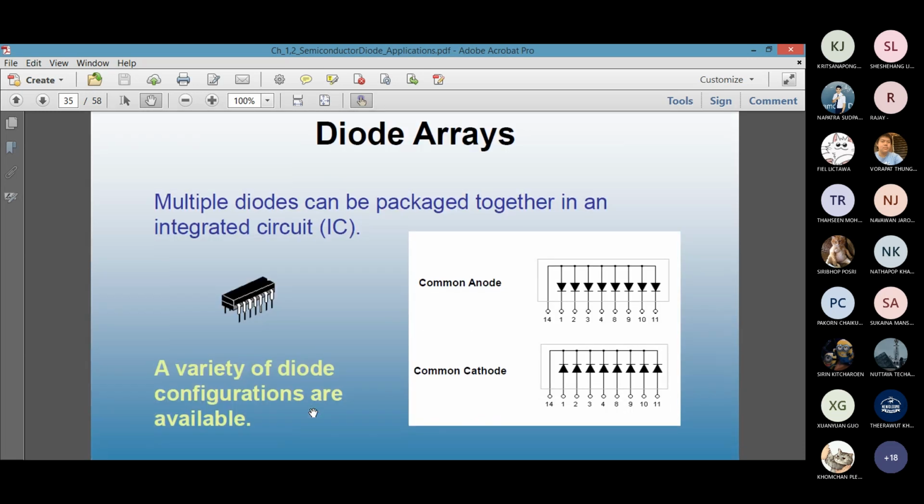An array is when you have so many diodes connected together in order to create an IC package. You can have all anodes joined together. We call that the common anode, and the cathodes are independent input or output. Similarly, you can have all the cathodes joined together. We call it the common cathode connection, and then you have independent anode output or input.